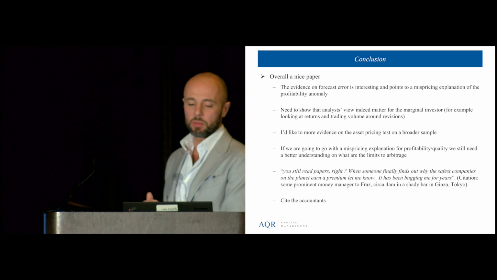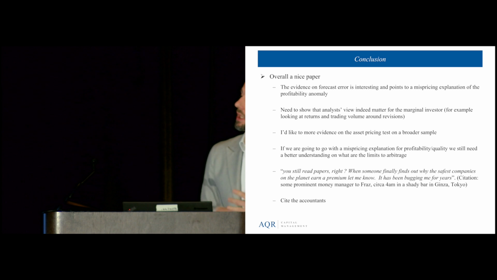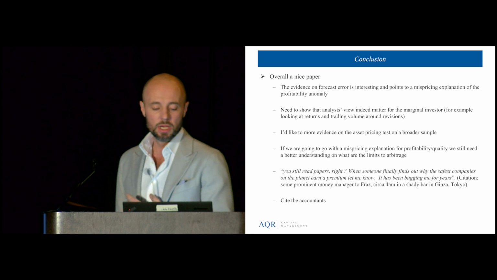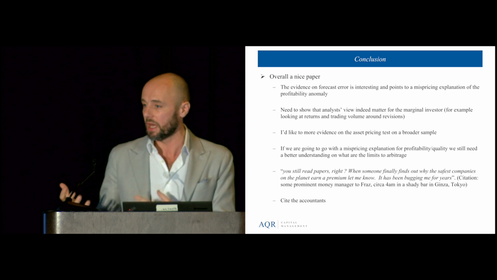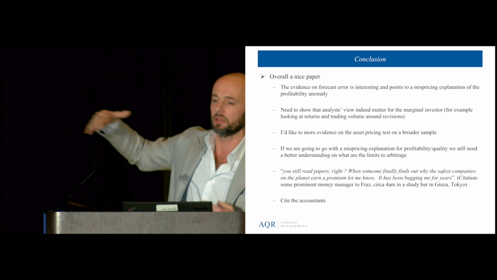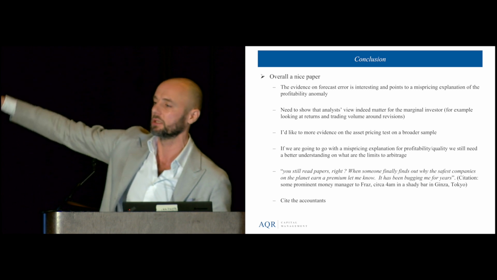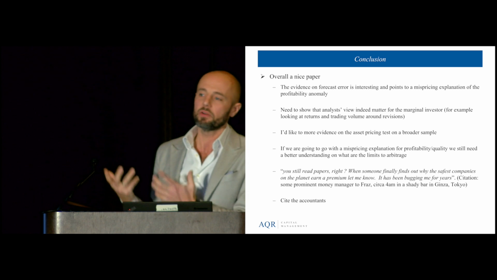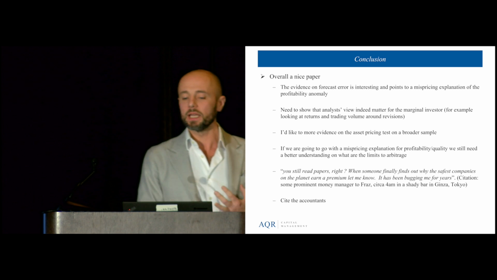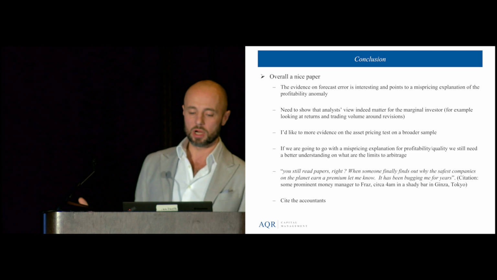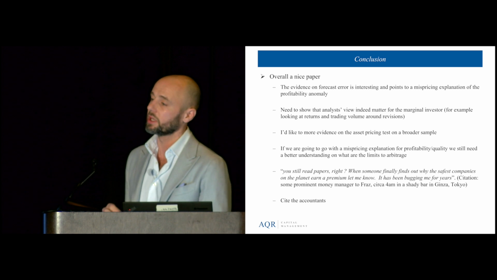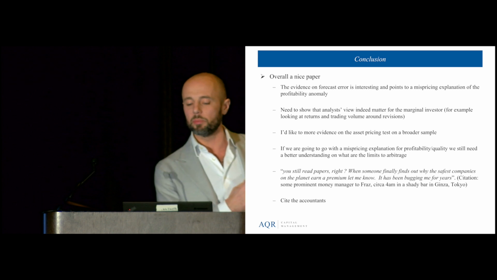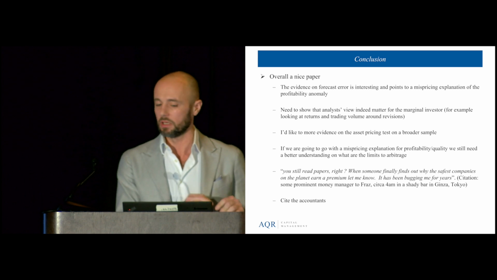So overall, this is a very nice paper. The evidence on forecast error is interesting. It does point to a mispricing explanation. You do need to show the analyst expectations really matter. You're really assuming that the investors are following those crazy expected return expectations, which is a very strong assumption. I'd like to see more evidence on the asset pricing on a broader sample. And as I mentioned, if we are going to go with a mispricing explanation for quality, then we're going to need a better understanding of what the limits to arbitrage are.